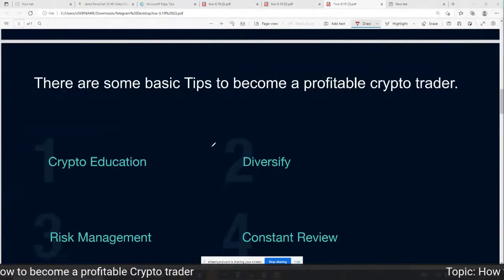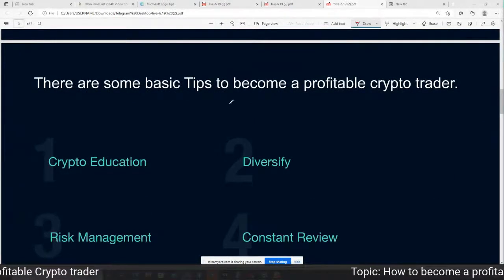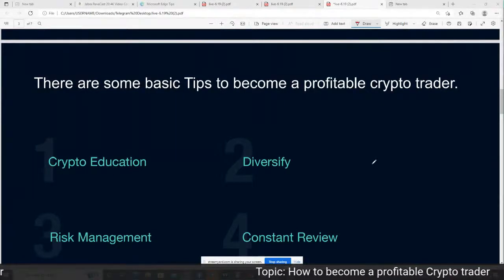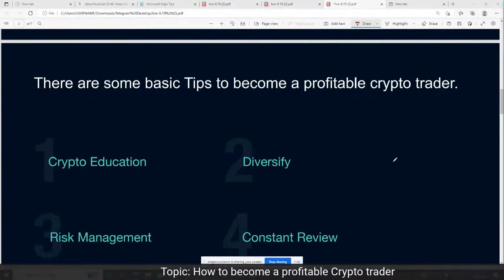There are some basic tips to become a profitable crypto trader.